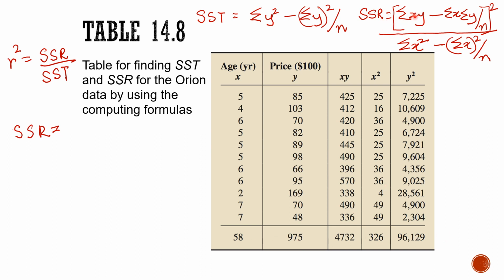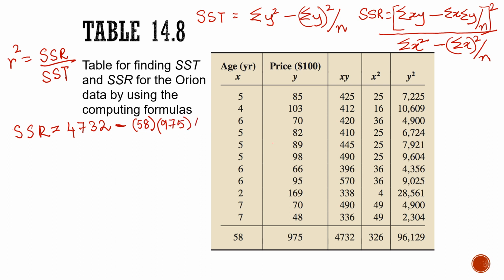Now we can just work with the summation columns, the last total column. So sigma x times y is 4732, the total column of the xy. And then we have here sigma x times sigma y. So sigma x is 58. We have to put a minus in between. So minus 58 times sigma y, which is 975.